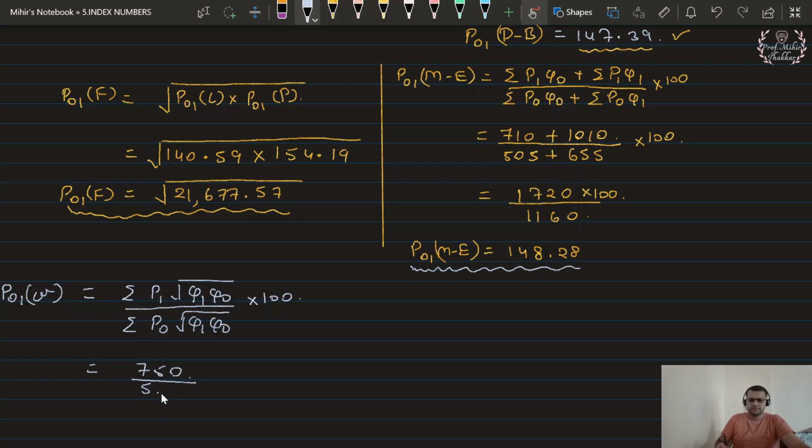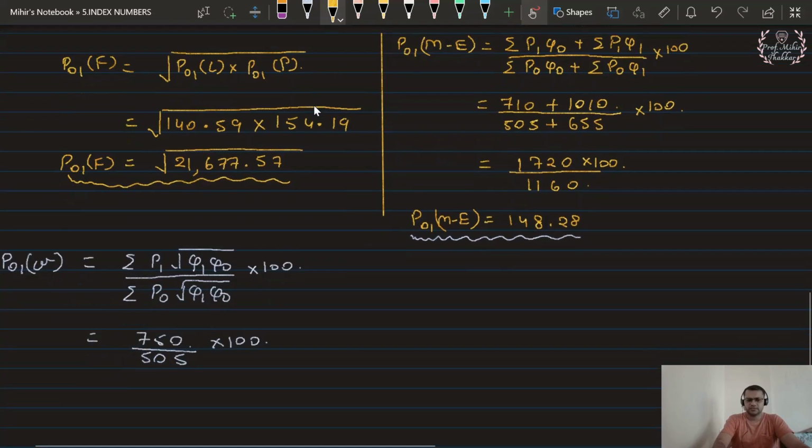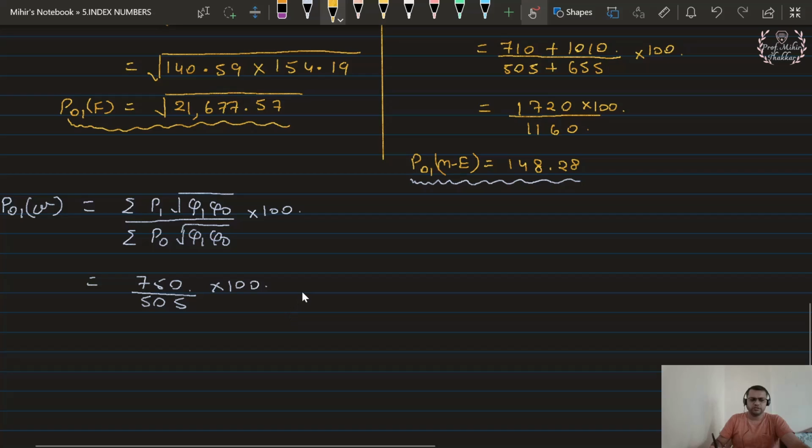750 divided by 505 multiplied by 100. On simplifying this, the answer that you will get over here is 148.51.